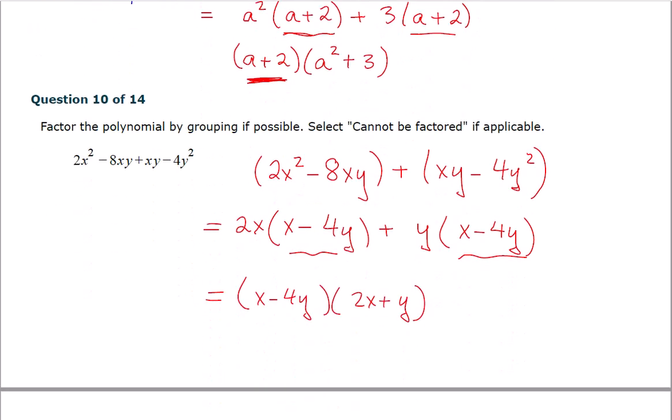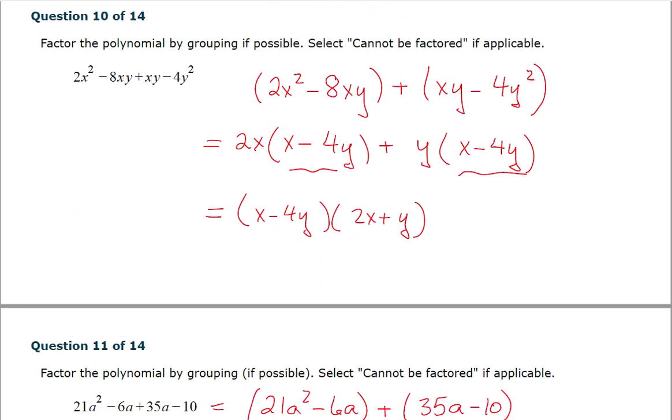Question 10. All right, so again, I've got 1, 2, 3, 4 terms. The middle is a plus. Great news. No altering anything. Just pair them up. What's in common? Well, let's see. There is a 2 in common. There's one x in common. Here, let's see. No numbers in common, but there is a y in common. All right, and then I've got this x minus 4y in common, so take it out, and we're done.